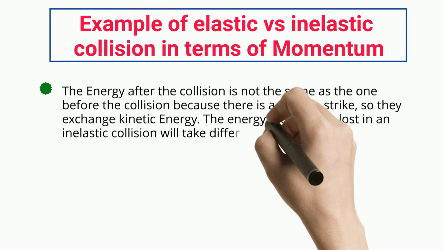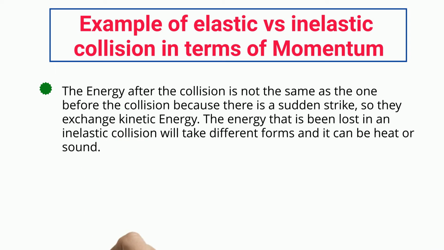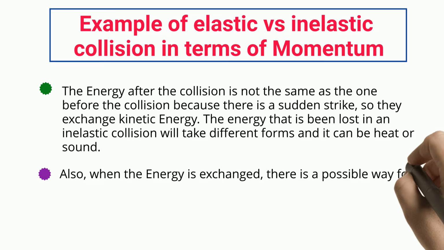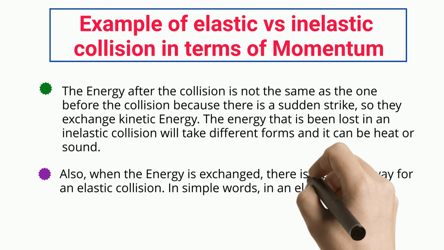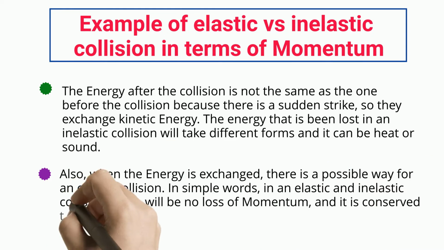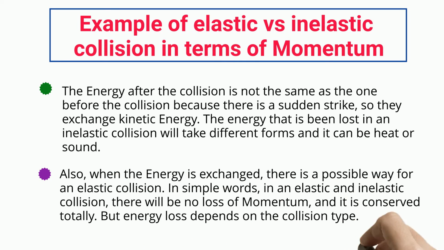The energy that has been lost in an inelastic collision will take different forms, and it can be heat or sound. Also, when the energy is exchanged, there is a possible way for an elastic collision. In simple words, in an elastic and inelastic collision, there will be no loss of momentum, and it is conserved totally. But energy loss depends on the collision type.